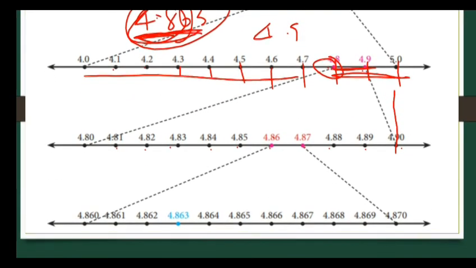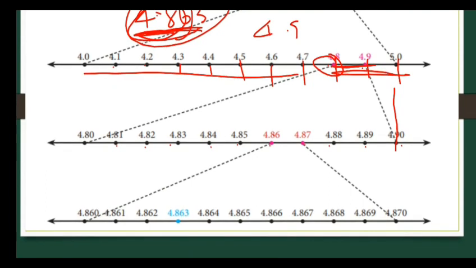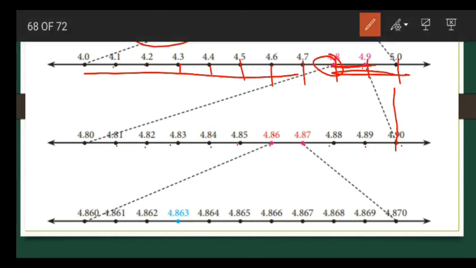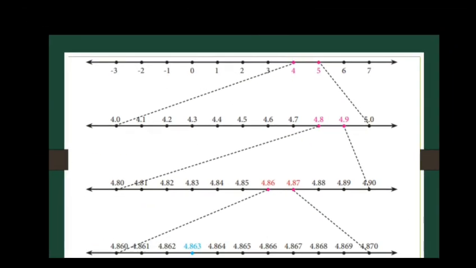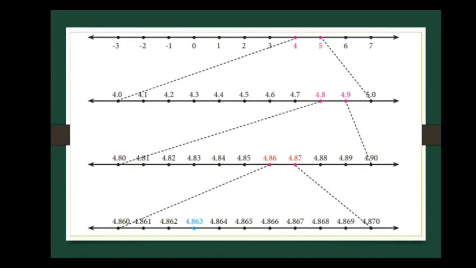Then we have to see where 4.863 lies. 4.863 is greater than 4.86 and lesser than 4.87. Okay, so now we have to divide this distance into 10 equal parts. So you will get 4.863 here. So this is how we have to represent the given number on a real number line, and this is called the magnification process, representing a given number using the magnification process.